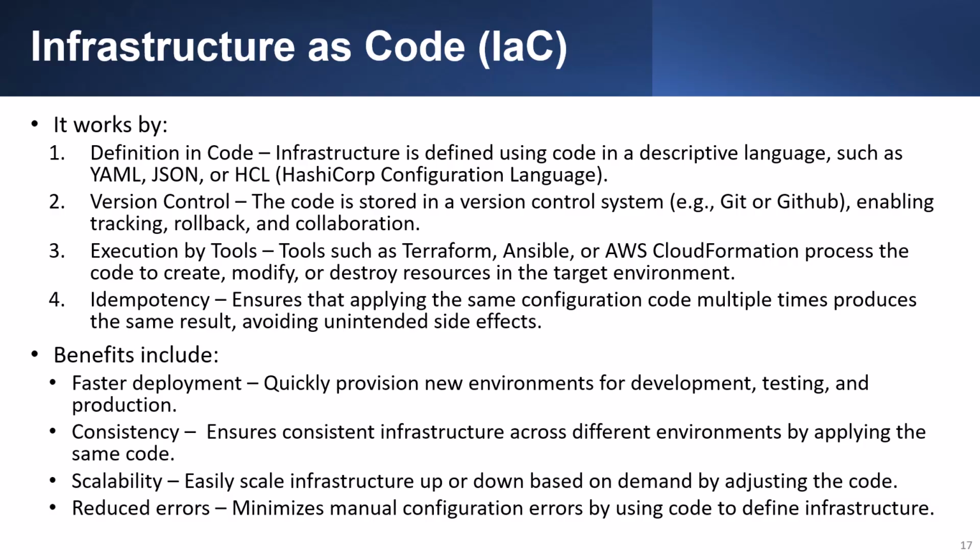Idempotency, which ensures that applying the same configuration code multiple times produces the same results, avoiding unintended side effects. Benefits include faster deployment, which quickly provisions new environments for development, testing, and production. Consistency, which ensures consistent infrastructure across different environments by applying the same code. Scalability, which easily scales the infrastructure up or down based on demand by adjusting the code. And reduced errors, which minimizes manual configuration errors by using code to define infrastructure.